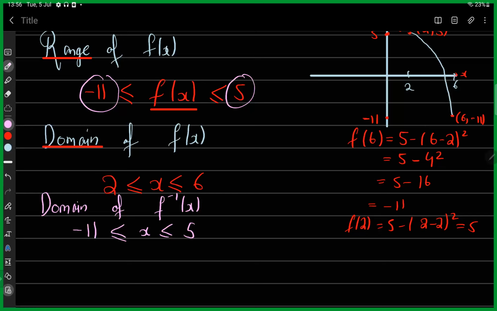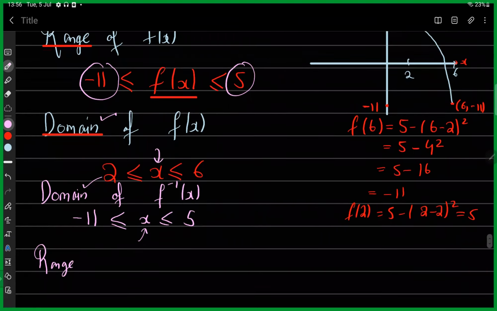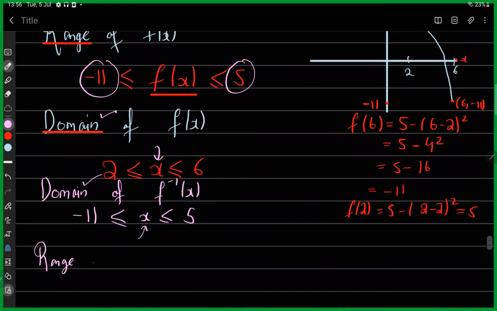Whenever the question is about the domain, please make sure that you have x here. And if it's about the domain of the inverse function, then you need to see the upper and lower values by looking at the range of the actual function. Okay. This was about the domain. Now let's talk about the range of the inverse function.